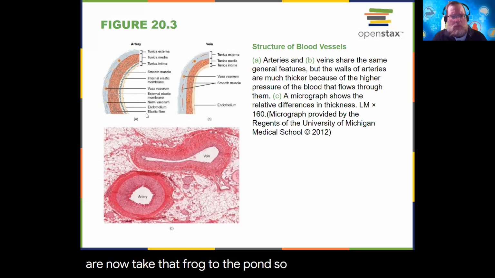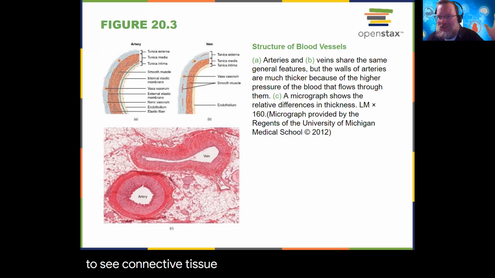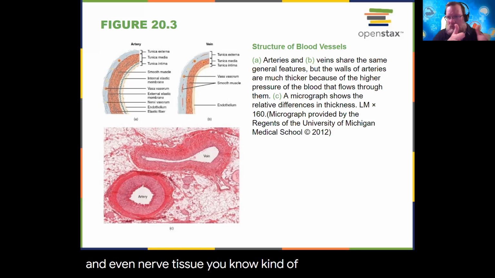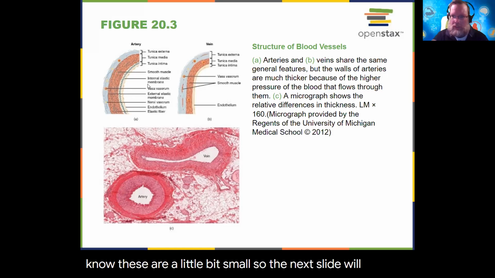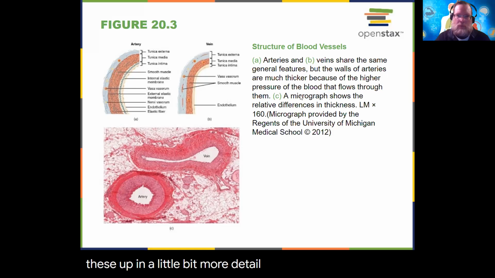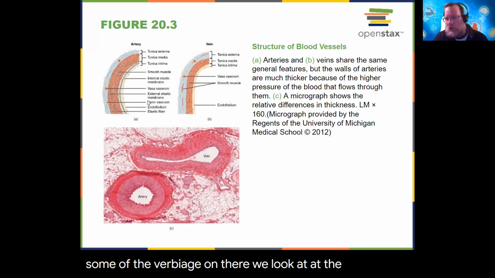So anyway, we look at arteries and veins. We are going to see smooth muscle involved. We're going to see epithelium involved. We're going to see connective tissue. We're going to see all three tissue types, and even nerve tissue, kind of spread throughout. So let's take a look at arteries and veins. And again, I know these are a little bit small, so on the next slide we'll blow these up in a little bit more detail, but I did want to leave some of the verbiage on there. We look at the lumen, or kind of the opening where the blood is traveling.